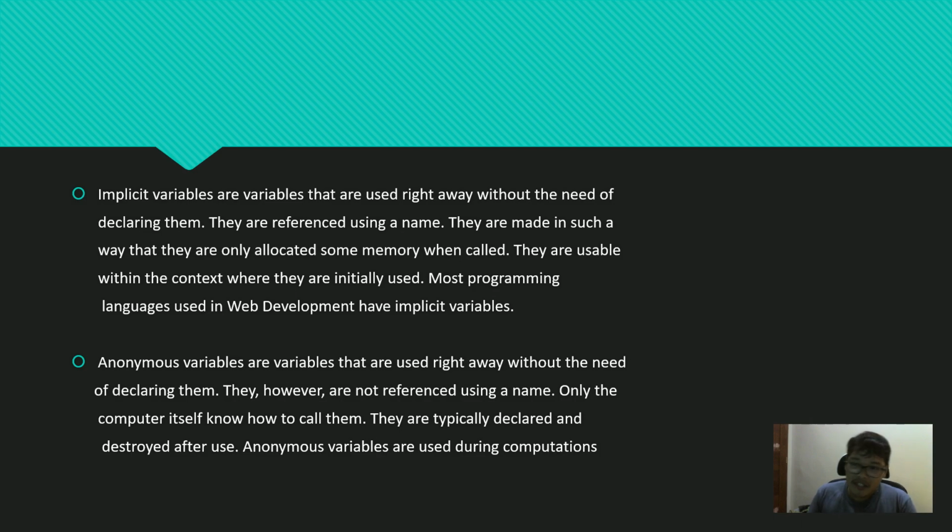And then lastly, anonymous variables are variables that are used right away without the need of declaring them. They, however, are not referenced using a name. Only the computer itself knows how to call them. They are typically declared and destroyed after use. Anonymous variables are used during computations.